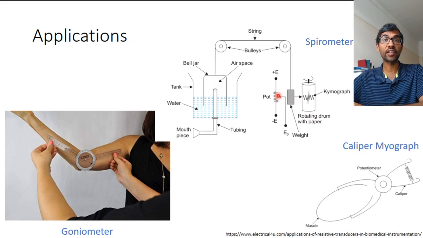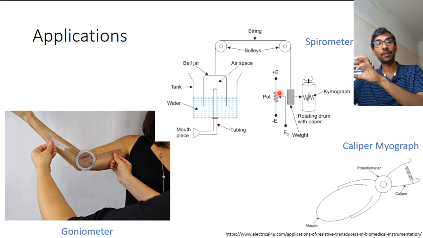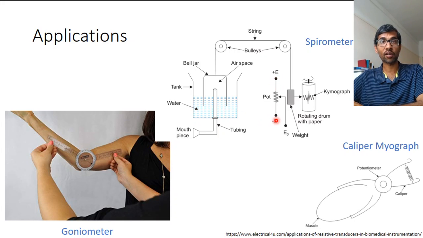But another way you can measure it is by having a potentiometer here, which is connected to this weight. And as this weight moves up and down, you will have a change in resistance, and that change in resistance can be converted into a change in voltage by applying a voltage across the potentiometer, and we can read the voltage out from the wiper, and that makes a sensor, right? So you are measuring the displacement of this bell jar. Spirometers are especially used in exercise labs. They are used to measure the function of your lungs, and are quite popular devices in medicine.